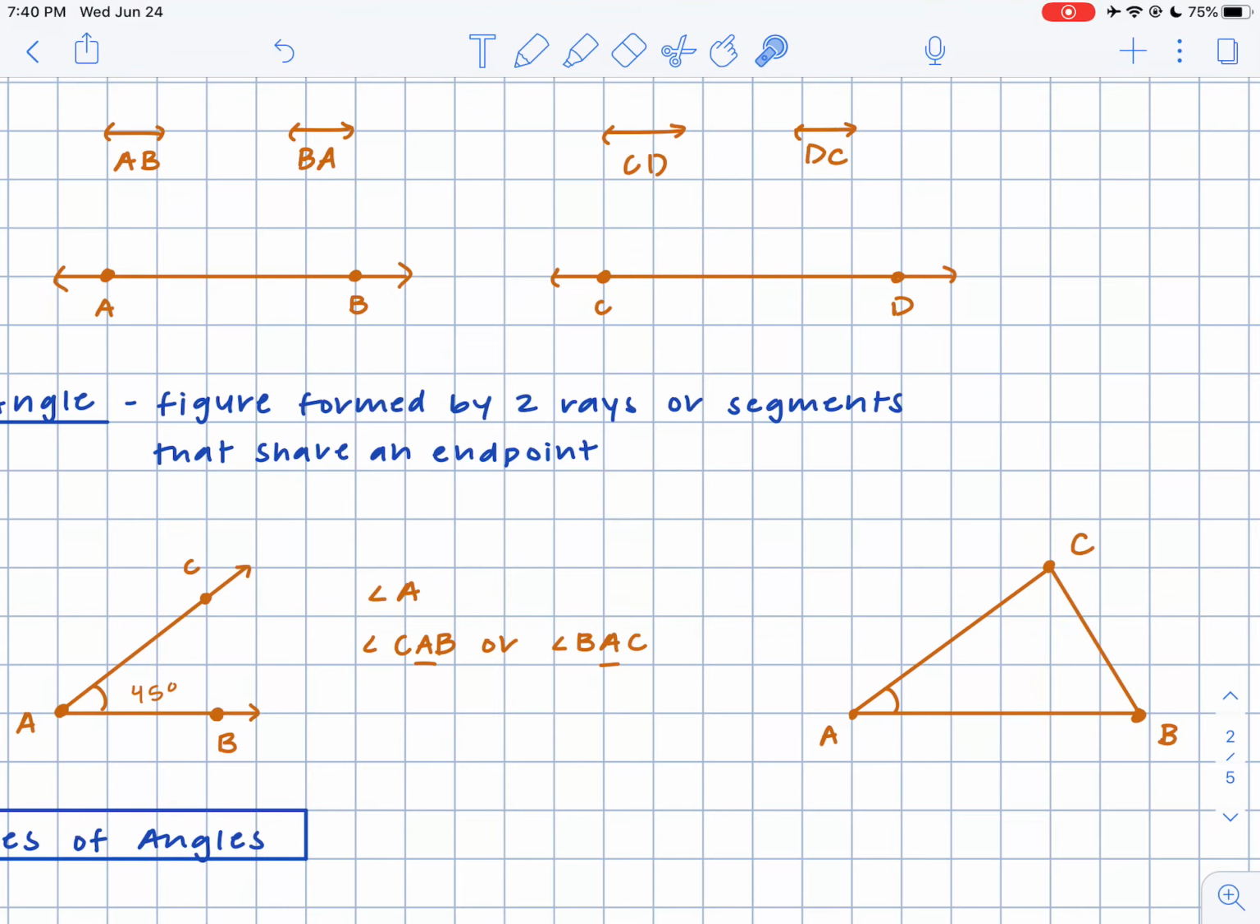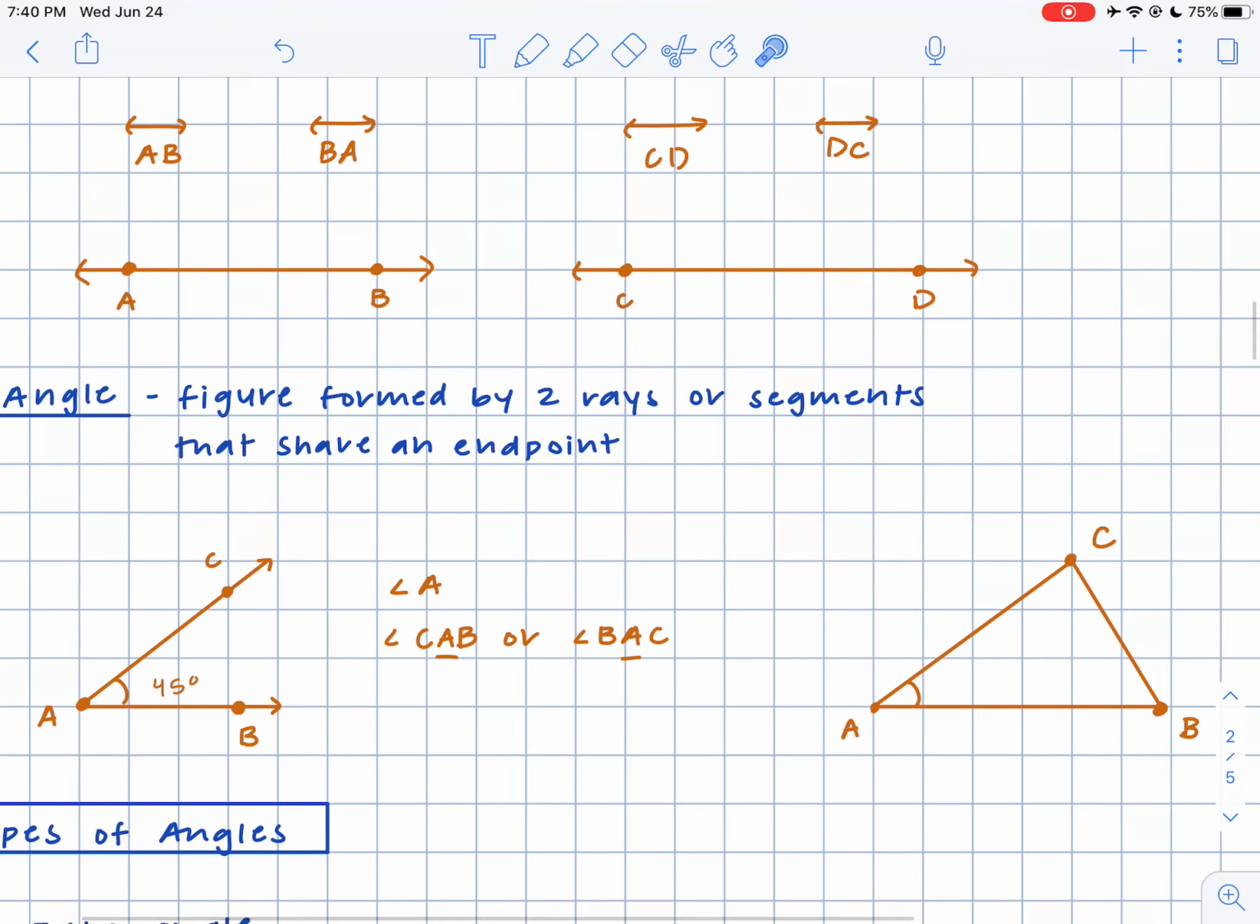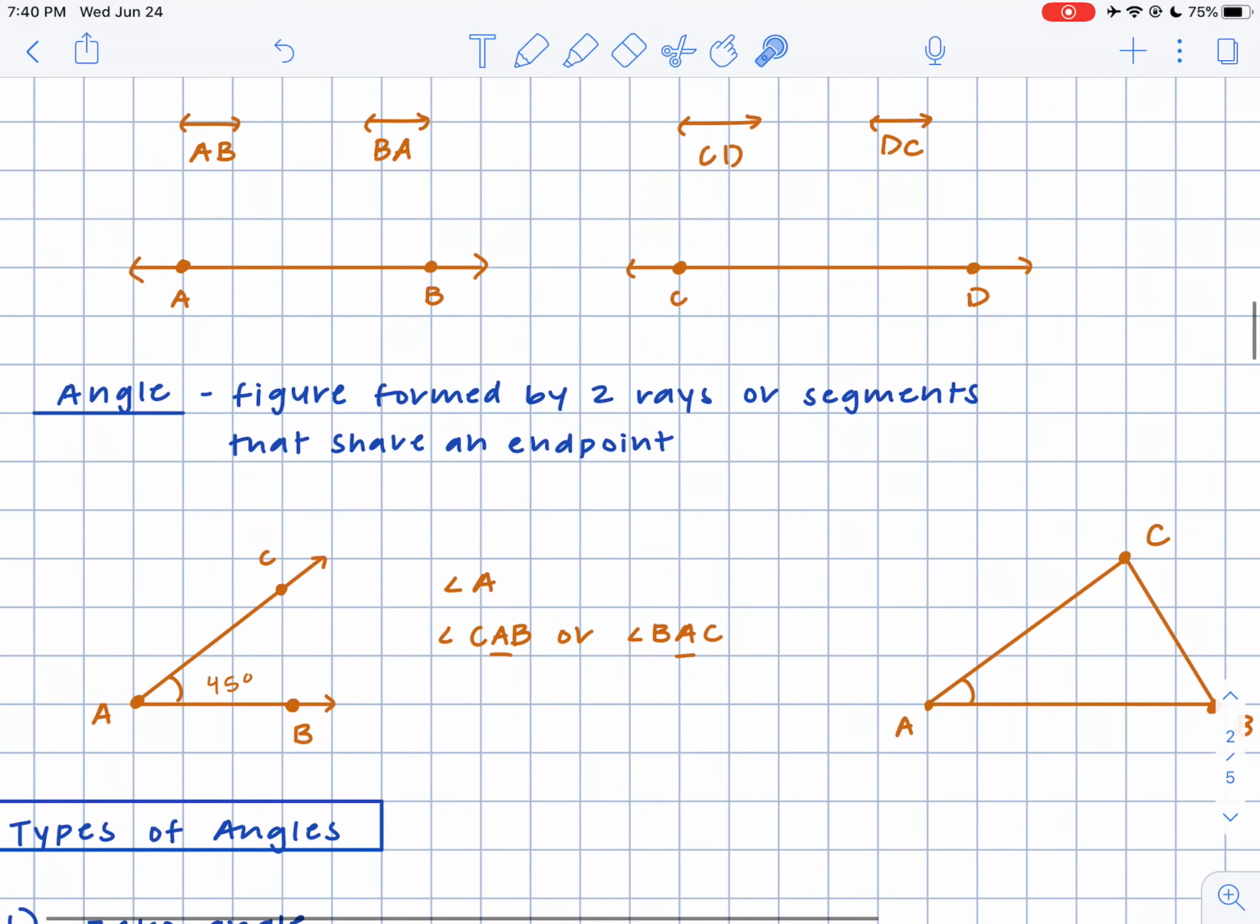Okay. So how would we label, or how do we name these angles? Remember, we had to name segments, rays, lines. We also have to name angles. So for this angle, we can do a tiny triangle and say angle A. Another way to name it is to say angle CAB or BAC.